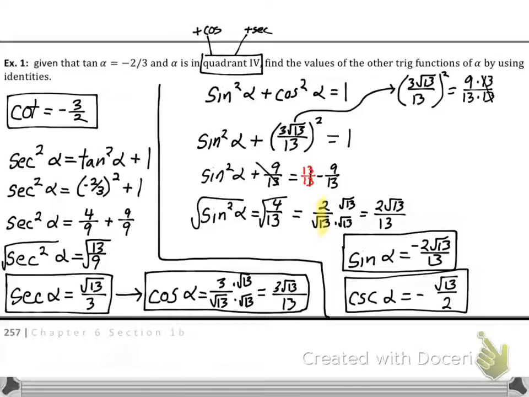All right, any questions about any one of those steps? So they won't always give you tangent. They might give you sine. They might give you cosine. They might give you cosecant. You just got to work your way through all of them. All right?